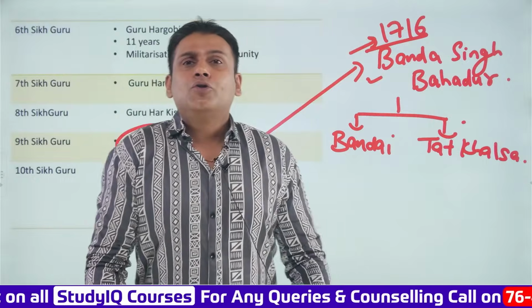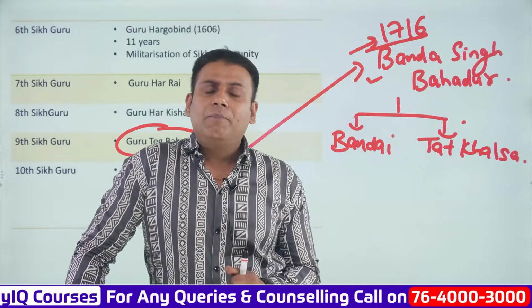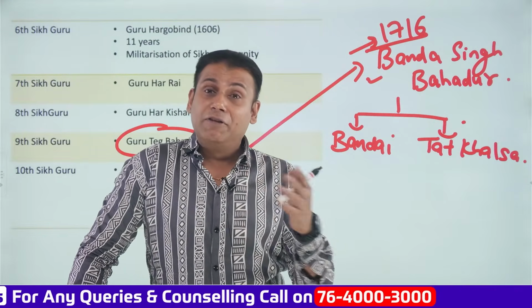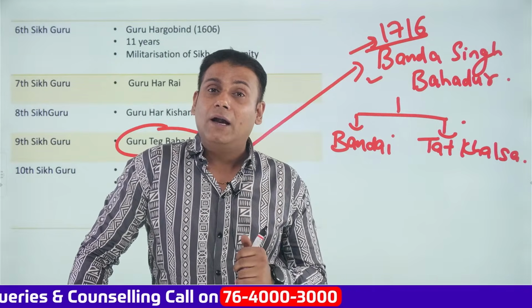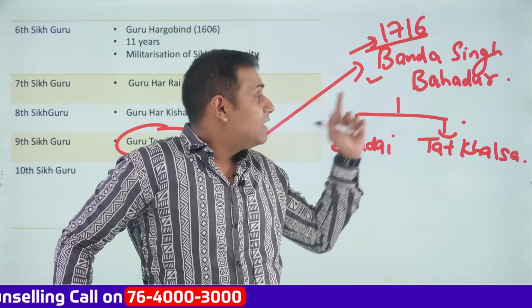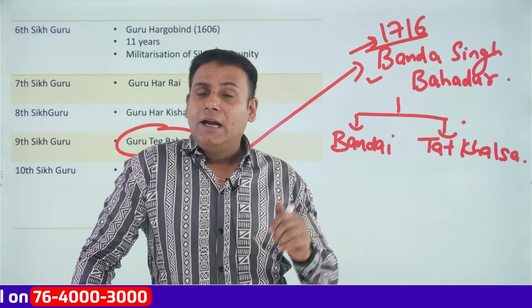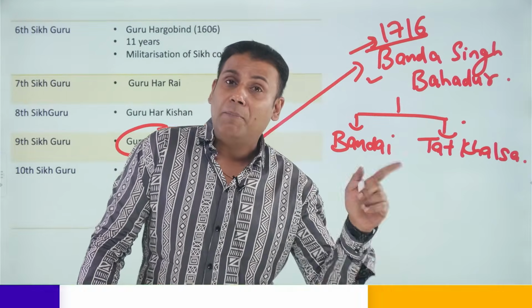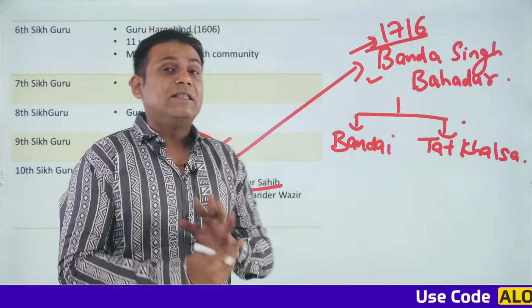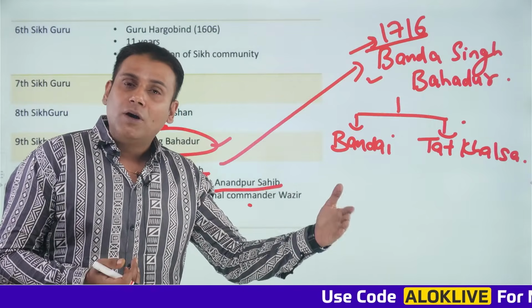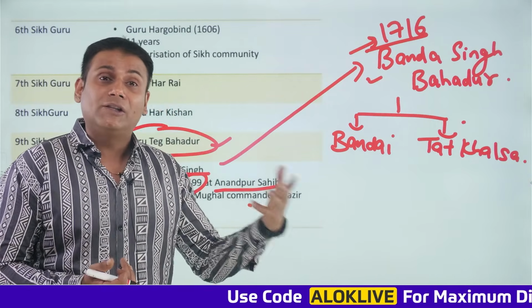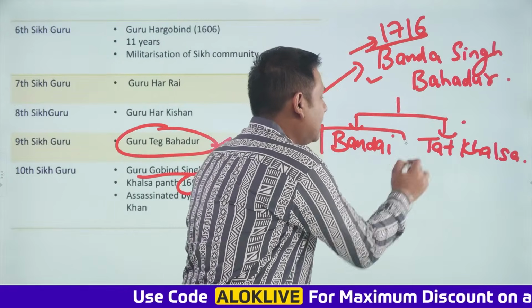Okay, so at that particular point of time, what happened? Farooq Siyar had given the royal farman. So during the time of Farooq Siyar, it is said that Banda Singh Bahadur was arrested and imprisoned, and finally he was killed in 1716. And from here onwards, Sikhism was divided into two parts, that is Bandai and Tat Khalsa.